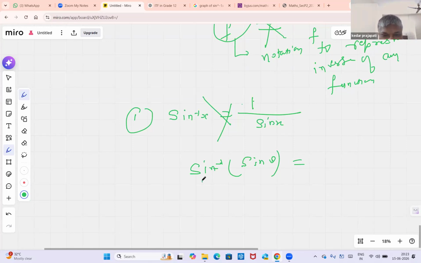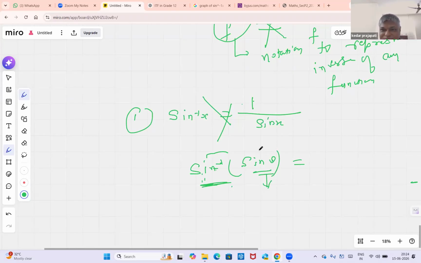But its simple meaning is, what is the simple meaning of this? This is the inverse of sine theta. Sine inverse of sine theta, where sine theta will be anything. It doesn't mean that sine and sine inverse are getting cancelled. Ultimately, they'll get cancelled in some cases. We'll see that at every place it is not getting cancelled.